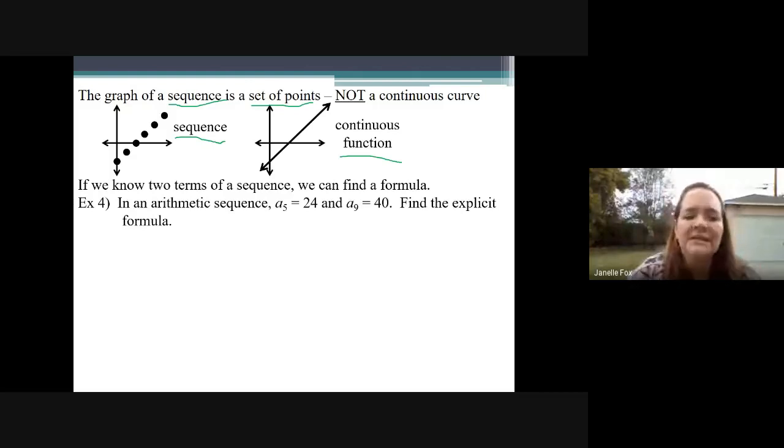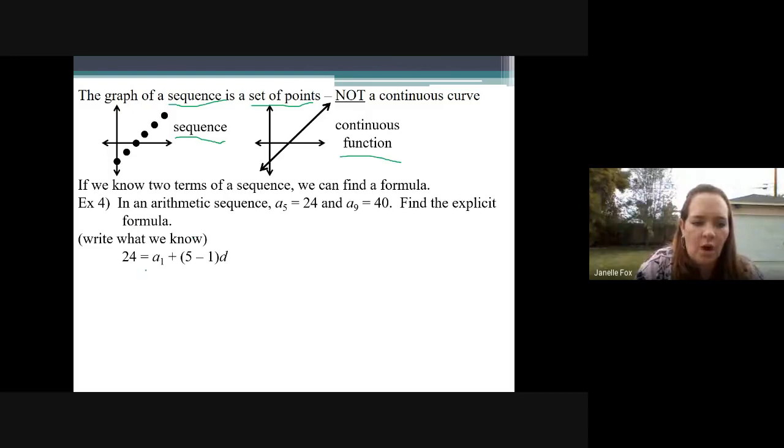Okay, so this is example number 4. It says in an arithmetic sequence, they are just randomly giving us 2 terms. A sub 5 is 24, and then A sub 9 is 40. And then it says find the explicit formula. So we are going to go ahead and write down what we know. We're going to take that explicit formula that we wrote down on the previous slide, and then we're going to plug in the things that we know.